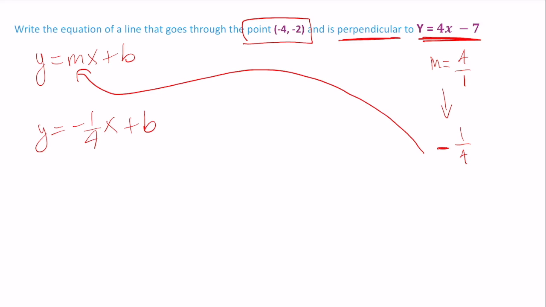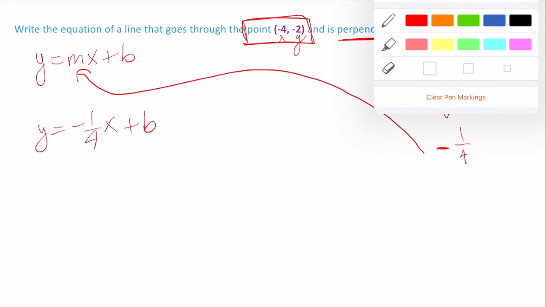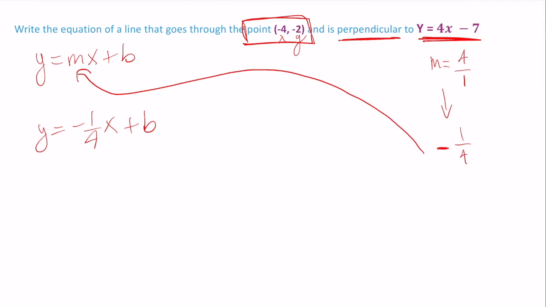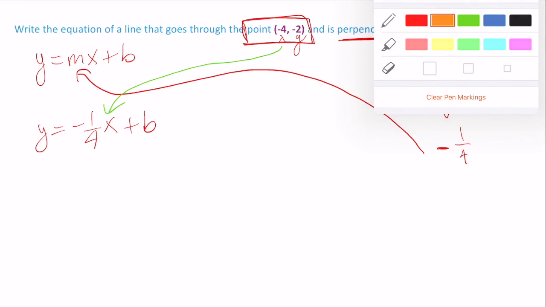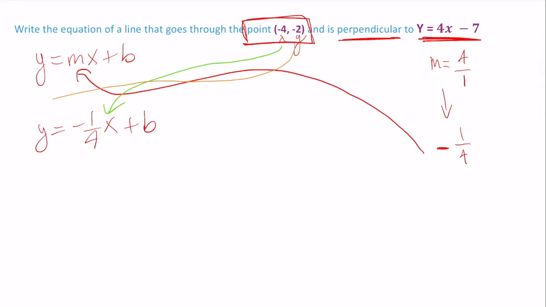Okay? If they told me b, if they said the y-intercept is this, I could just plug it in. But they didn't, but they did give me something else. They gave me a point. And I know that every point gives me an x and a y coordinate. And I can plug those into my equation. So I could take this x, and I'll just change the color here so we're not confusing these lines. I can just take this x, -4, and I can plug it in there. And I can take the y is -2, and I can plug it in there. And when I plug that in, the only thing left will be b, so I can solve for b.